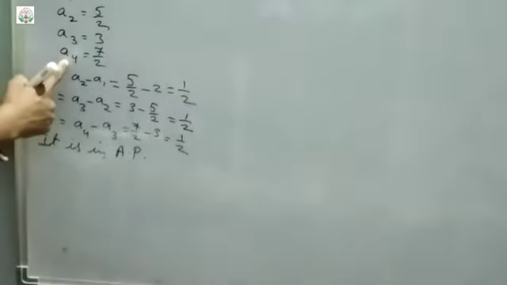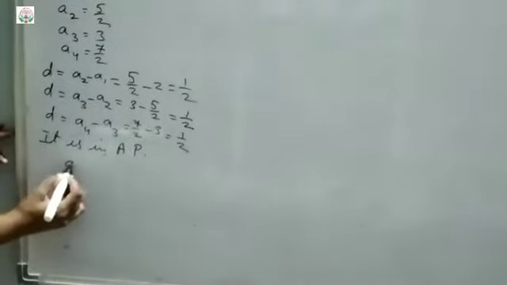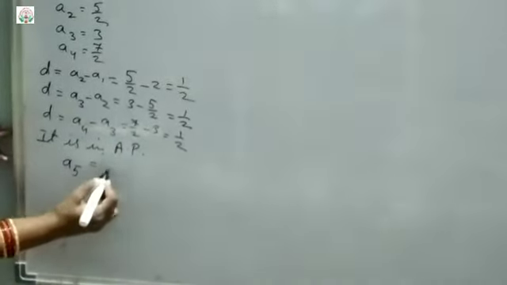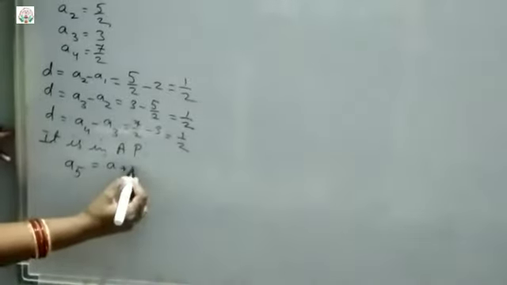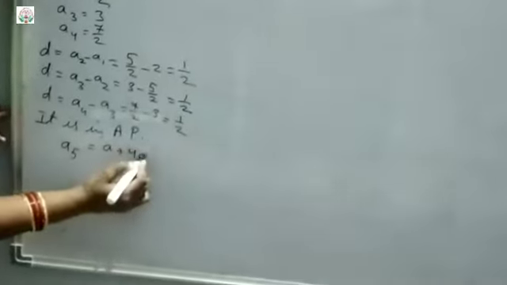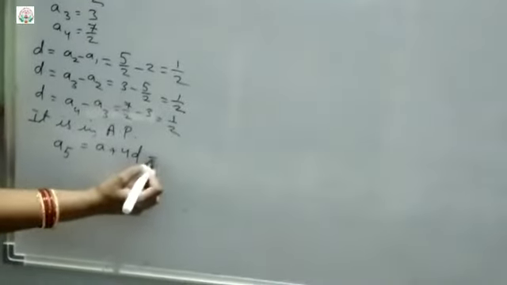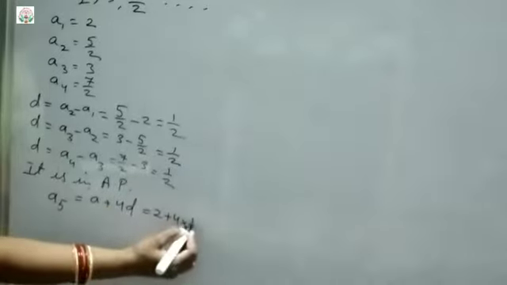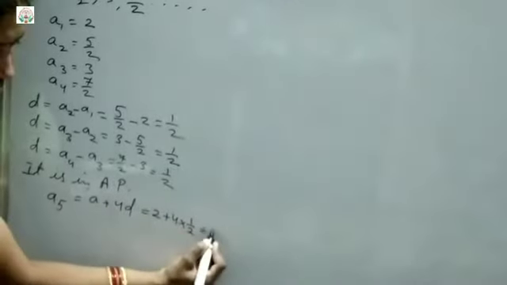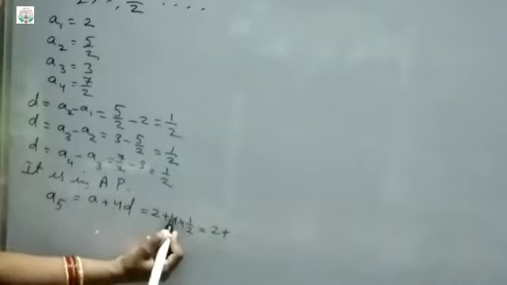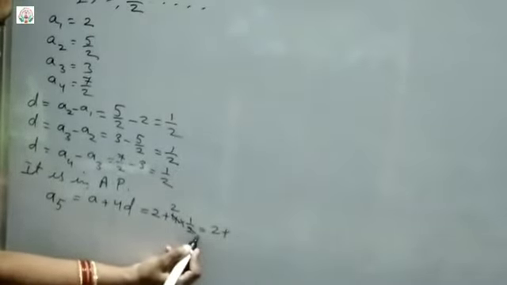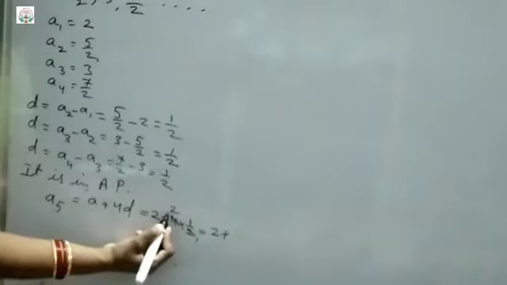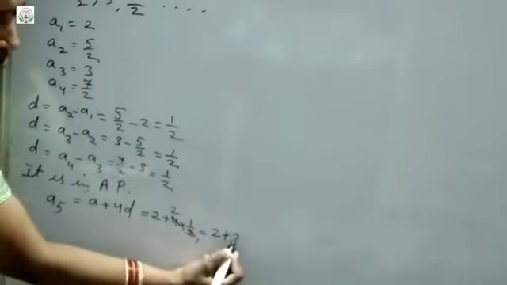Okay. If it is in AP, you have to find 3 more terms. A4 is given, so the next term will be A5. How will you find A5? We know that it is A plus 4D. A is the first term, 2, plus 4 into D, which is 1 upon 2. Numerator 4, denominator 2: 2 ones are 2, 2 twos are 4. So it will be 2 plus 2, which is equal to 4.